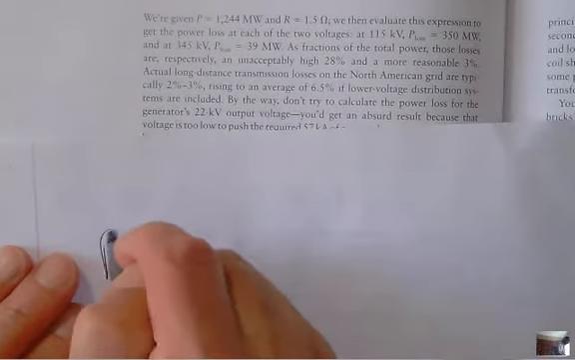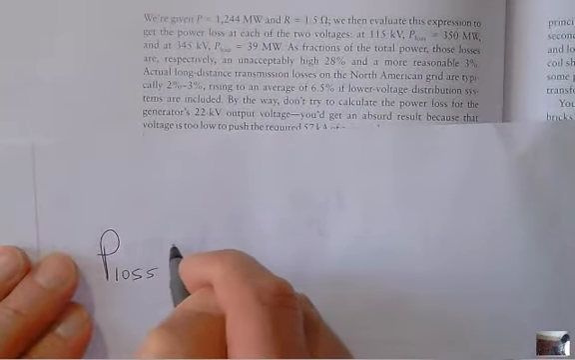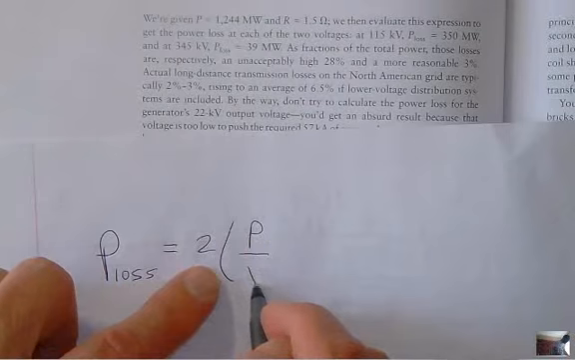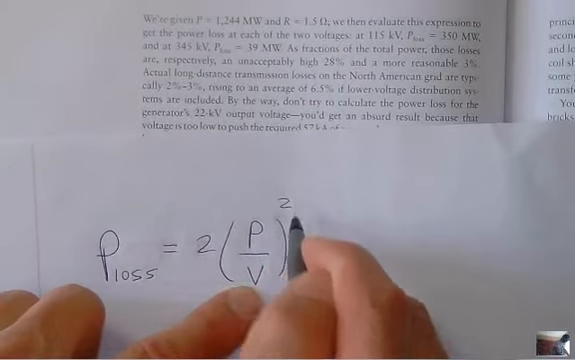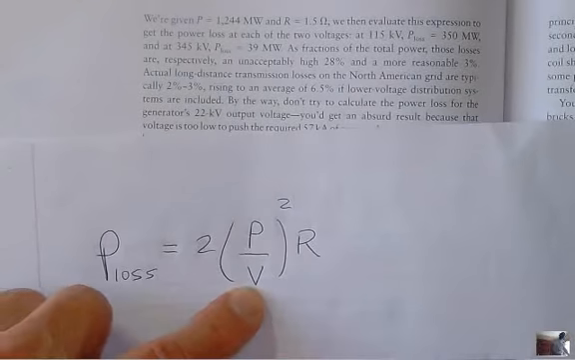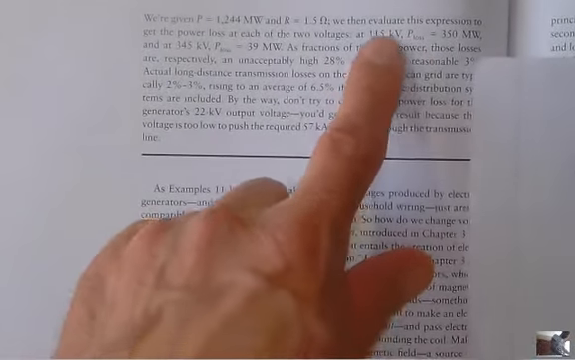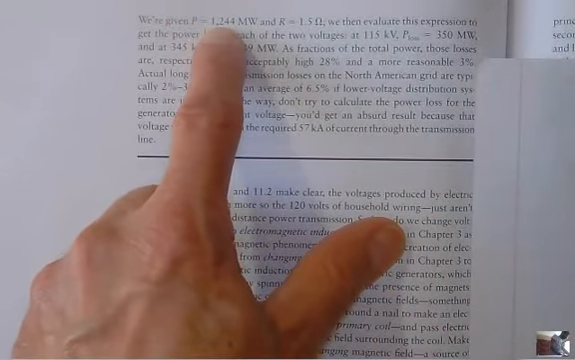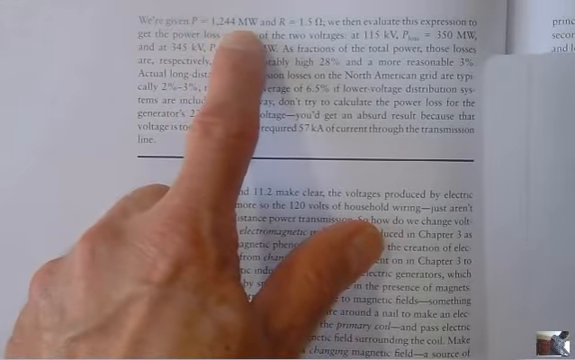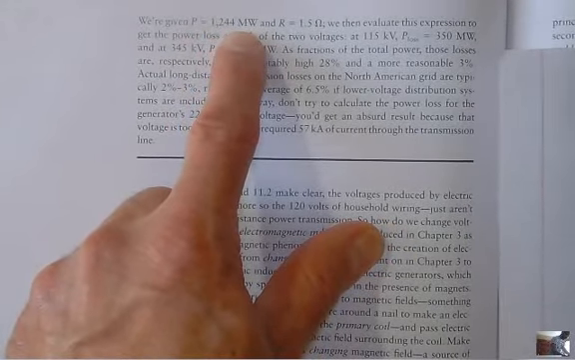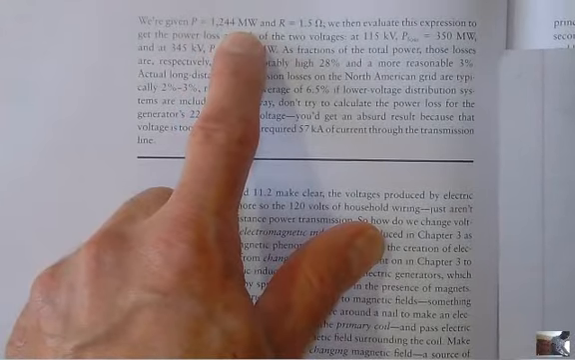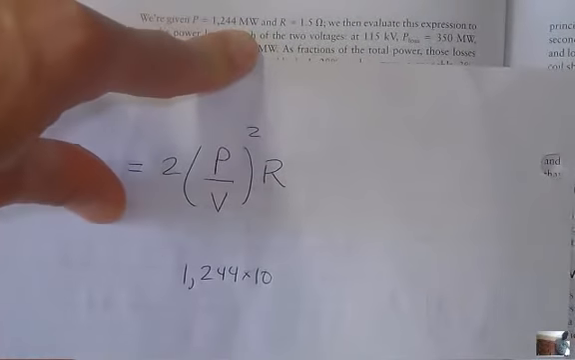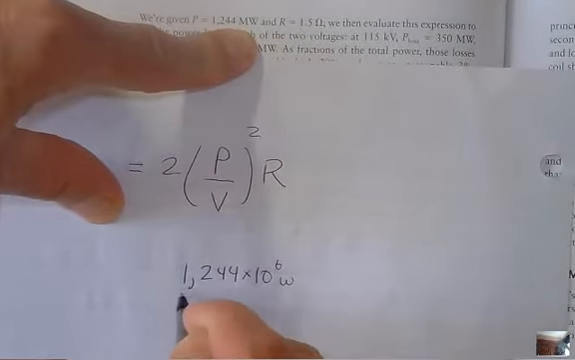Okay, if you remember how much the power loss is, it's going to be 2 times whatever the power plant's power is giving off divided by the voltage that it's transmitted squared times the resistance inside the wires. Okay, so with that being said, I have a 1,244 megawatt power. So that's the power that goes in my numerator. Mega is 1,244 times 10 to the 6th. These have to be in watts.